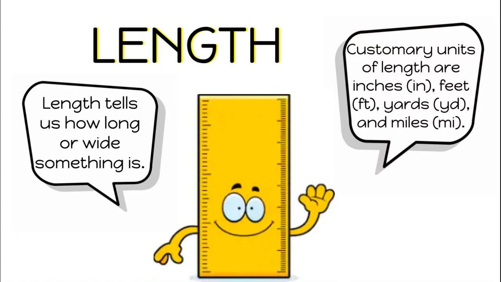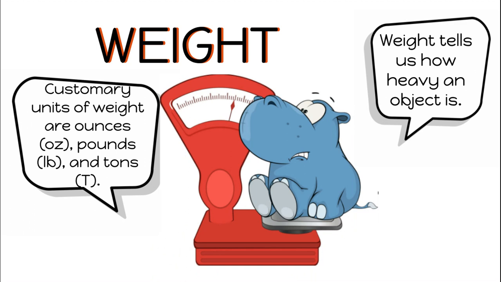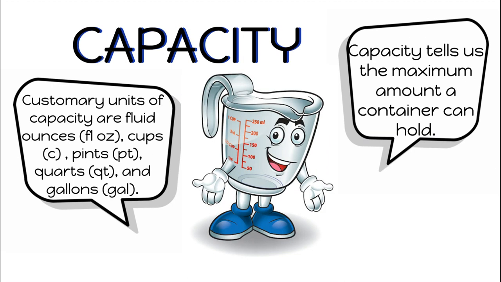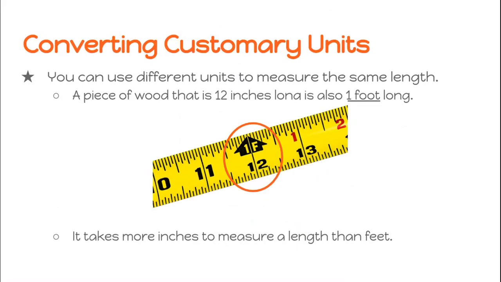When we discuss length, we're discussing how long or wide something is. And the customary units of length are inches, feet, yards, and miles. The customary units of weight, or how heavy an object is, are ounces, pounds, and tons. The customary units of capacity, or the maximum amount a container can hold, are fluid ounces, cups, pints, quarts, and gallons. We're going to be converting customary units this week.